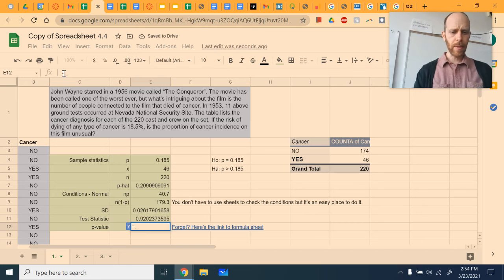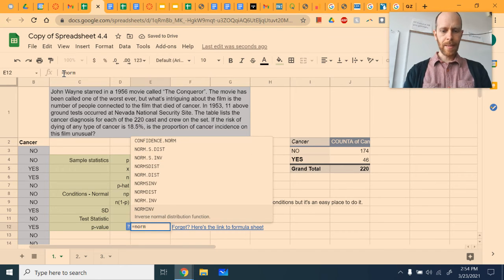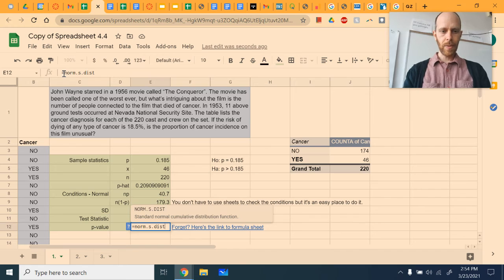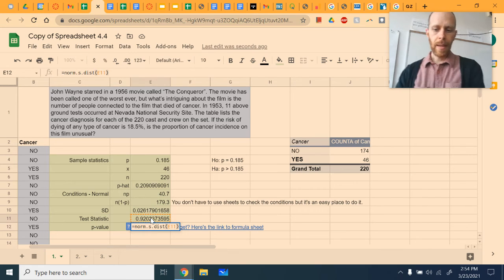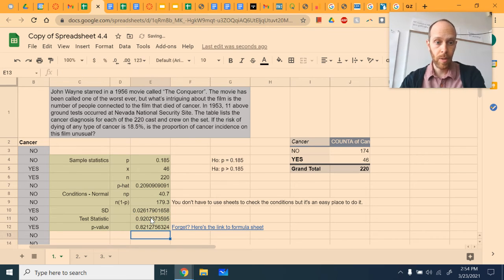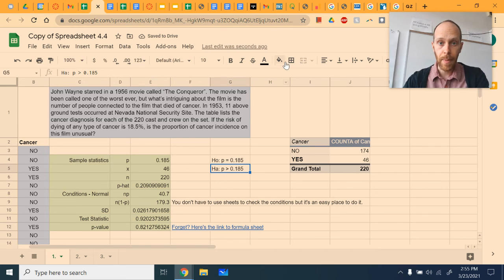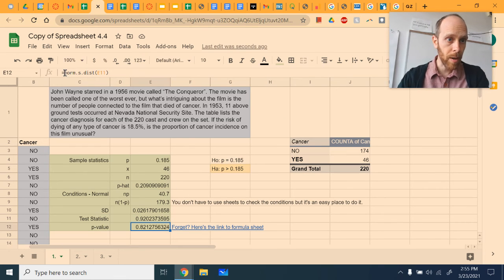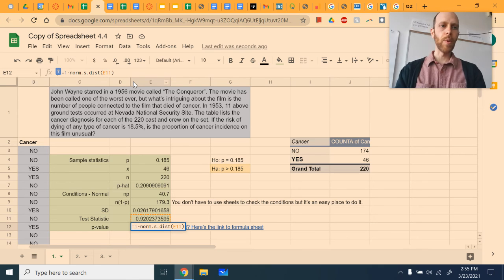And then our p-value is going to be a norm.s.dist of the test statistic. Now, if I hit enter right now, it's going to give me the left tail. It's going to give me the proportion of the curve that is below 0.92, which is going to be a pretty big number. I want the proportion above because, as you can see right here, my alternative hypothesis is greater than. So recall that for the norm.s.dist, you need to do a 1 minus.